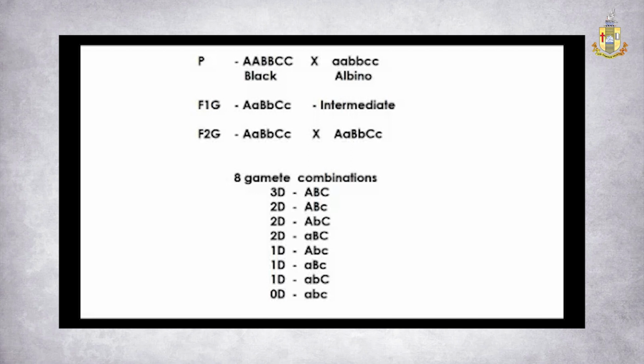Let us write the three dominants first. Three dominants, capital A, capital B, capital C. Then two dominants, capital A, capital B, small c. Then capital A, capital C, small b. And then capital B, capital C, small a. Then let us move on to one dominant. Capital A, small b, small c. Capital B, small a, small c. Capital C, small a, small b. And then the last one, recessive, small a, small b, small c. So these are the 8 possible combinations we have got.